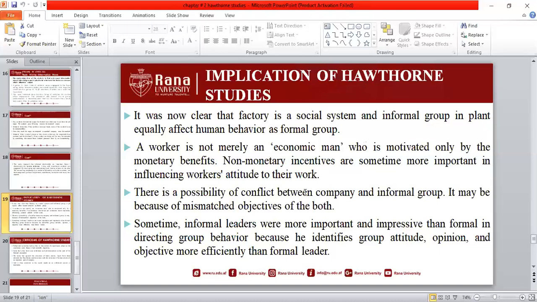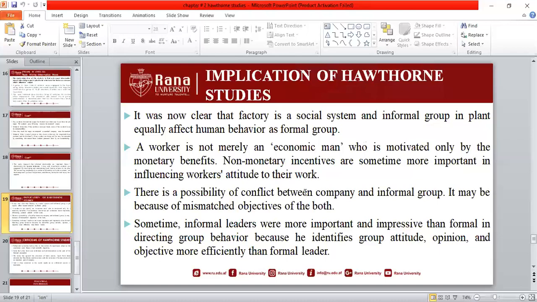It was now clear the factory is a social system, and the informal group is a plant affecting human behavior, like the formal group. A worker is not merely an economic man who is motivated by money. Look, human beings are full of emotions. They have feelings. Human beings are not machines that keep working and working. No, they are human beings. They have likes and dislikes. They have family and relatives. They have responsibilities, and a lot of inner emotions and feelings.